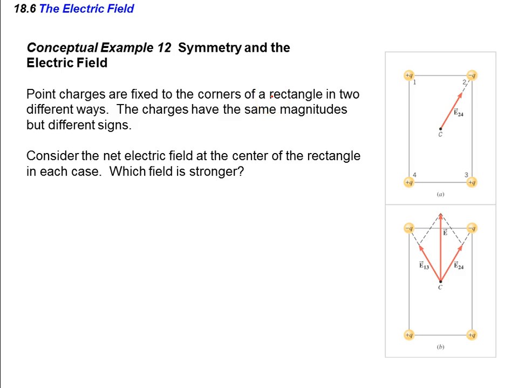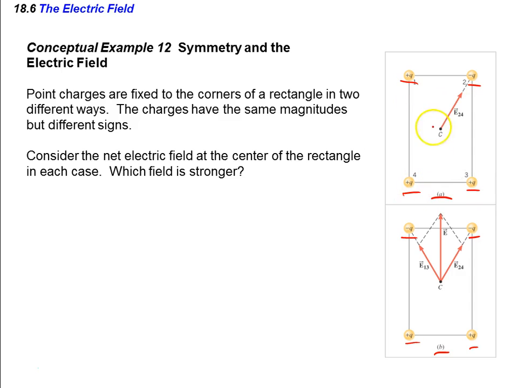Now let's look at a conceptual example, in that we have point charges that are fixed in the corners of a rectangle in two different ways. So we have A and B. Now in A we have positive, positive, positive, and negative here, whereas in B we have negative, negative, positive, positive. And we want to look at which one creates a stronger field.